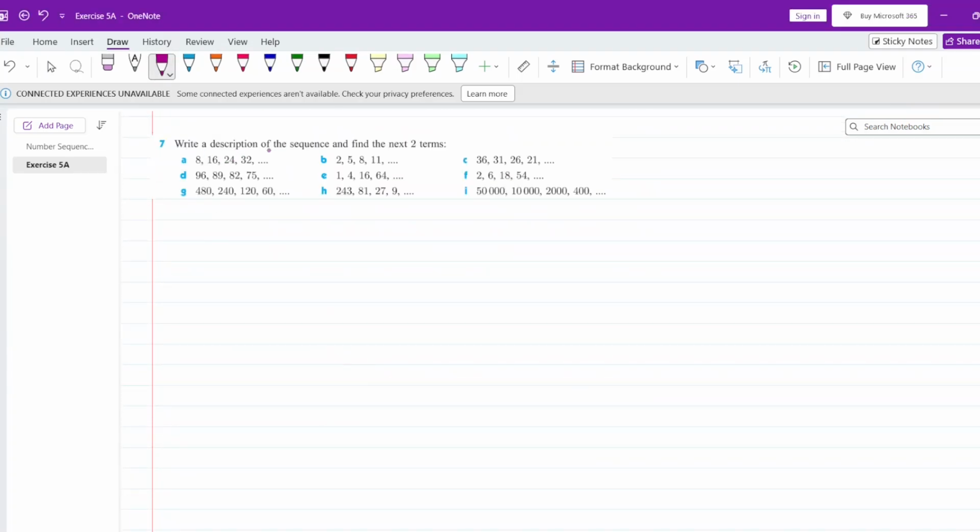Write a description of the sequence and find the next two terms. The sequence starts at and each term is its previous term.